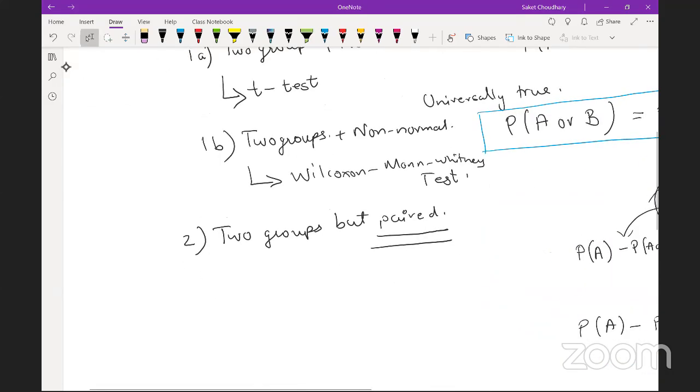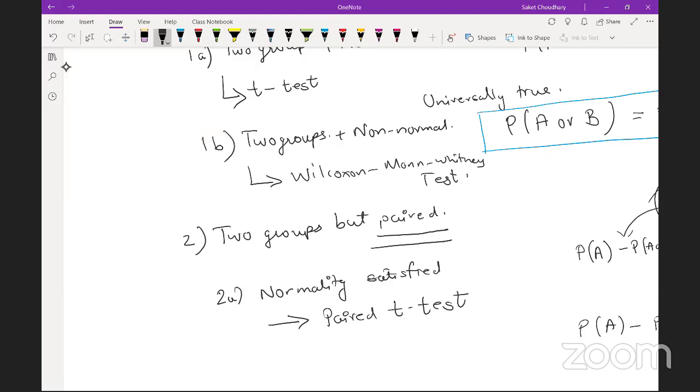Okay. So in any two-group setting, the first thing that you need to check is whether the data is paired or not. The moment you decide that, you will be able to decide what type of test you will be doing. So you'll have one more level to decide, depending on whether the normality is satisfied or not. If the normality is satisfied and it is paired, you do a paired t-test. And the only difference between doing a paired t-test versus a normal t-test is the standard deviation that you use for the paired formula.